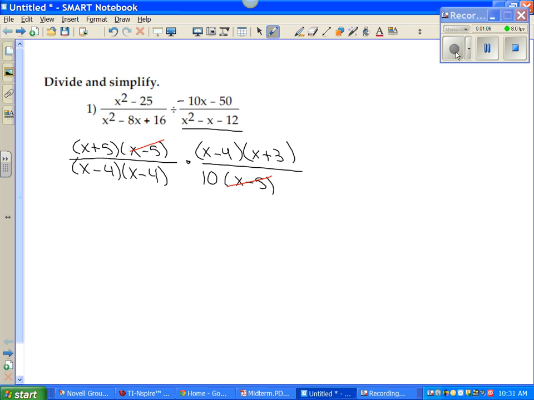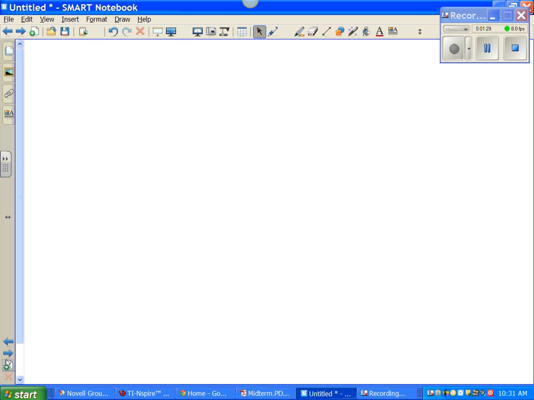Good. Yeah, and we have to put it back together. So in the numerator, we have x plus 5, x plus 3. And in the denominator, we have 10 times x minus 4. Are we okay with that? No problems there? Okay.